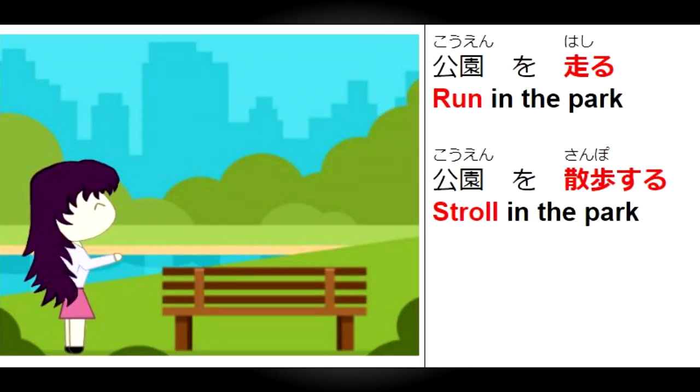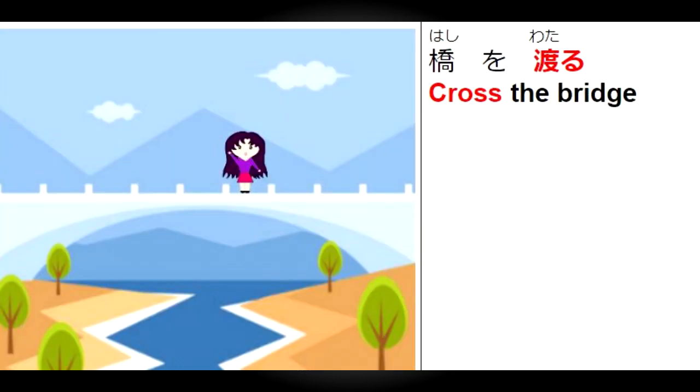But of course, along with this, we can also think about places such as parks. The examples that I got for the parks are koen o hashiru, run in the park, koen o sanpo suru, stroll in the park. And then finally, one of the most common structures that take us from one point to another would be a bridge. So I have hashi o wataru, cross the bridge.